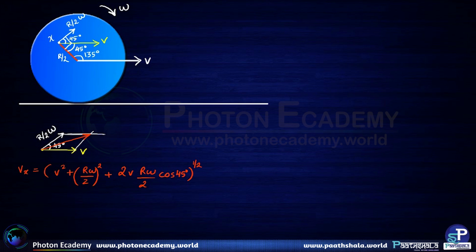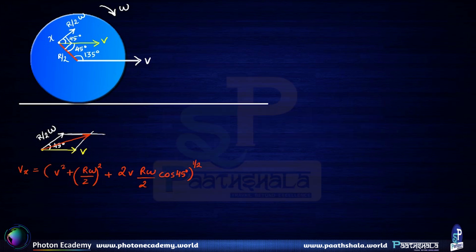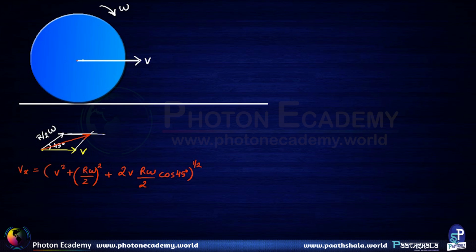Furthermore, according to the value of omega and v, we can actually find out the value of the magnitude of vx. Okay, right. So now let us analyze some other point apart from x. So we have analyzed this point x over here till now. So let me take a typical point, let us say y. Now this point y is on the rim and y is moving tangentially like so.